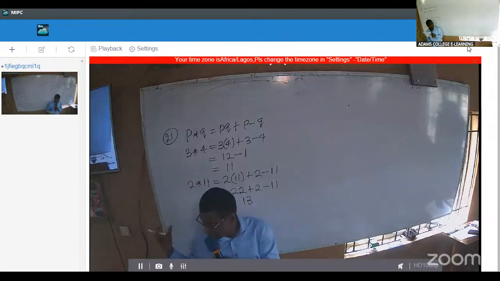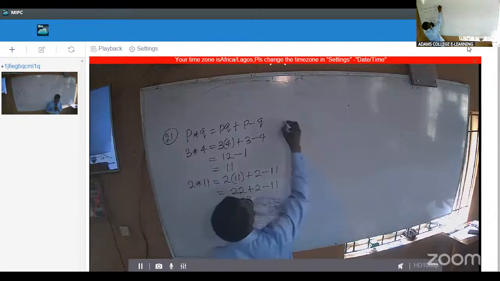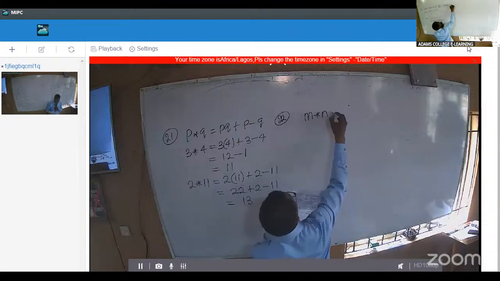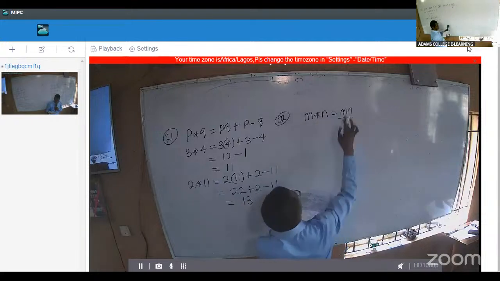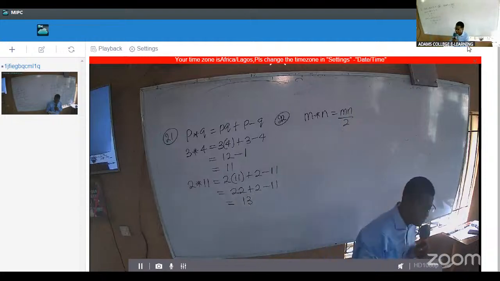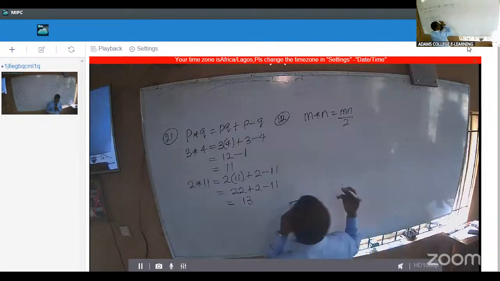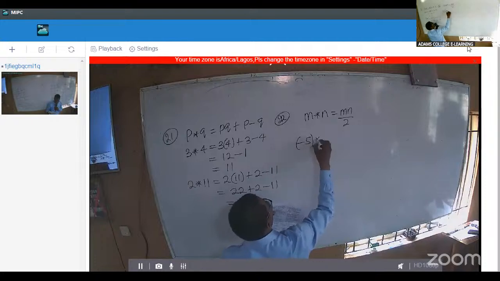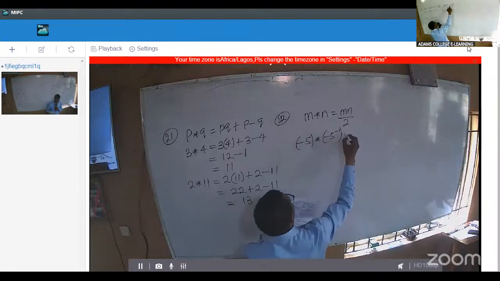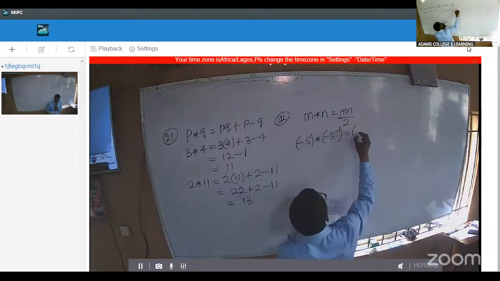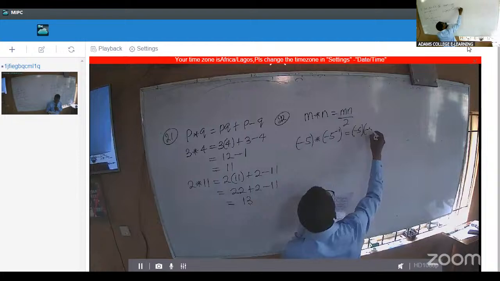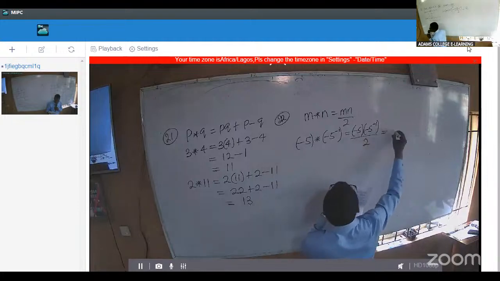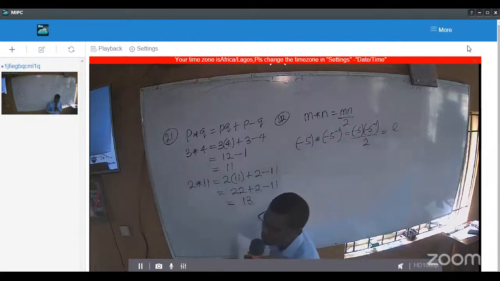Binary operation. 22. M asterisk N equals MN over 2. Find the inverse of minus 5. If you have been attending lectures, I taught you last week. Minus 5 asterisk minus 5 inverse. Anyway, I see my M, I should put what? What of your N? All over 2. And the result must be E. Must be E every time.